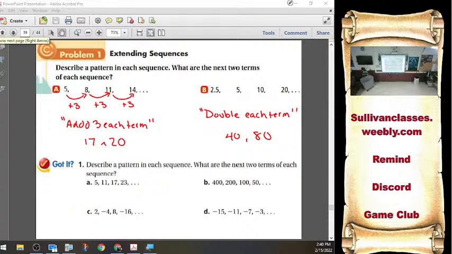What is undoubling called? Dividing by 2. That's it. Or multiply by half, right? Same thing.